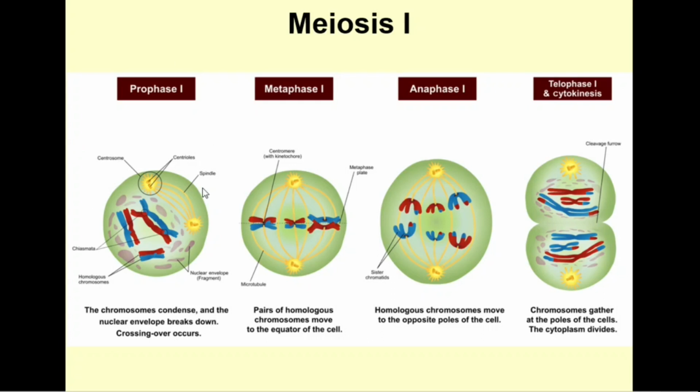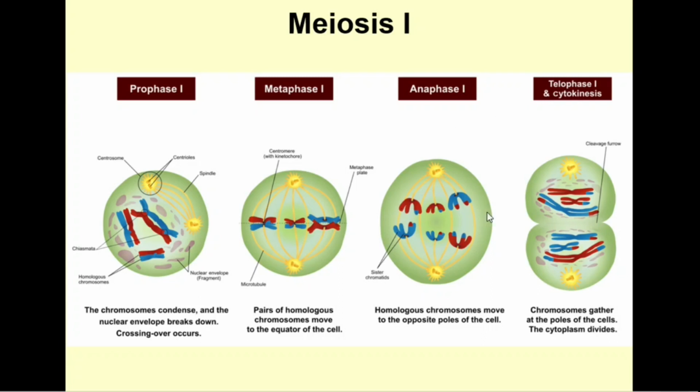So we've been through prophase I, we've now gone through metaphase I. We can then move into anaphase I, which is where our homologous chromosomes are separated. Just like we saw in anaphase with mitosis, where the sister chromatids were pulled apart, in anaphase I of meiosis I, it's the homologous chromosomes that are pulled apart.